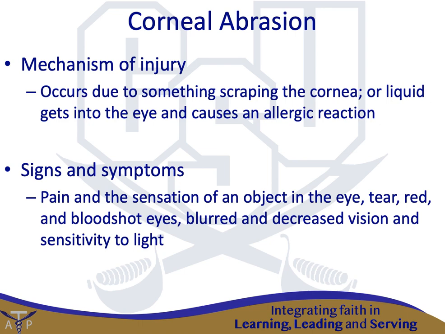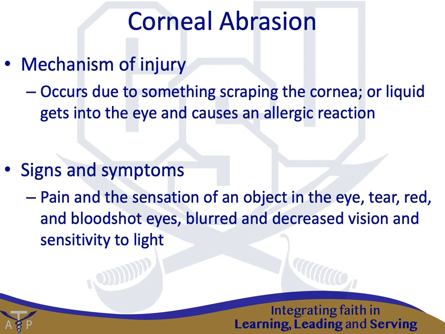Next, we're going to move on to corneal abrasions and foreign objects in the eye. And these have very similar signs and symptoms, but the mechanism is a little bit different. When we look at the mechanism of injury for a corneal abrasion, this occurs due to something scraping the cornea. It could be liquid getting in the eye. It could be a small piece of dust or something in the environment that gets in the eye. Very, very small. It doesn't have to be that big.